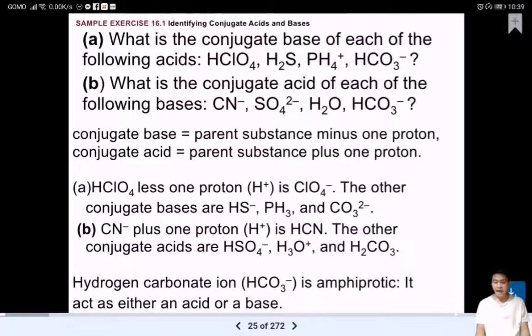Then the conjugate acid: CN minus plus 1 proton, H plus, is HCN. The other conjugate acids are HSO4 minus, H3O plus, and H2CO3. So the hydrogen carbonate ion, HCO3 minus, is amphiprotic. It acts as either an acid or a base.